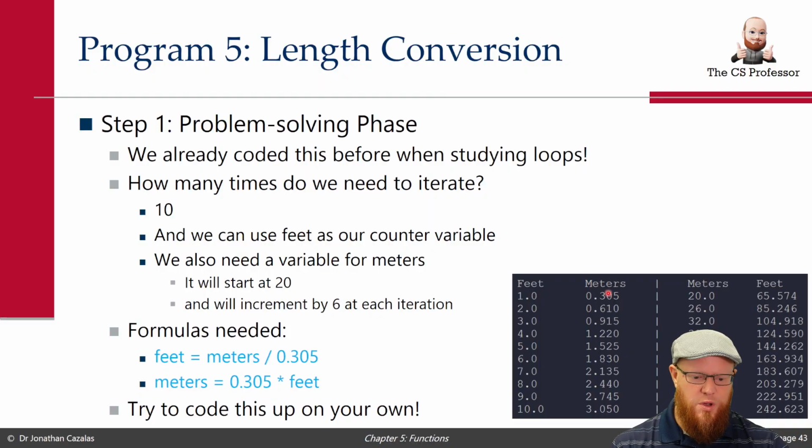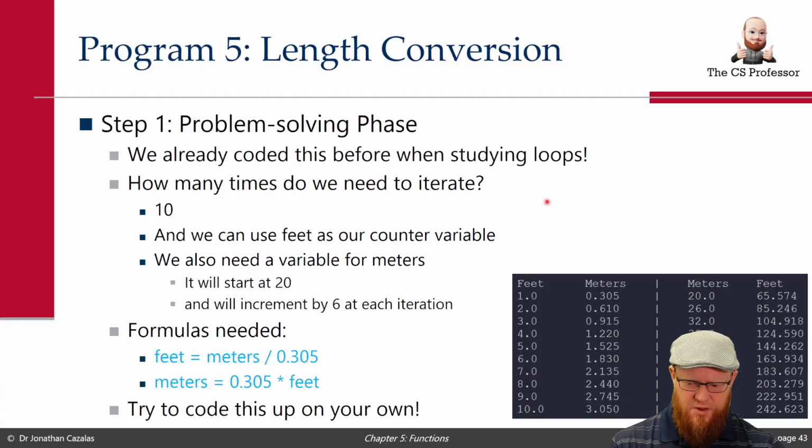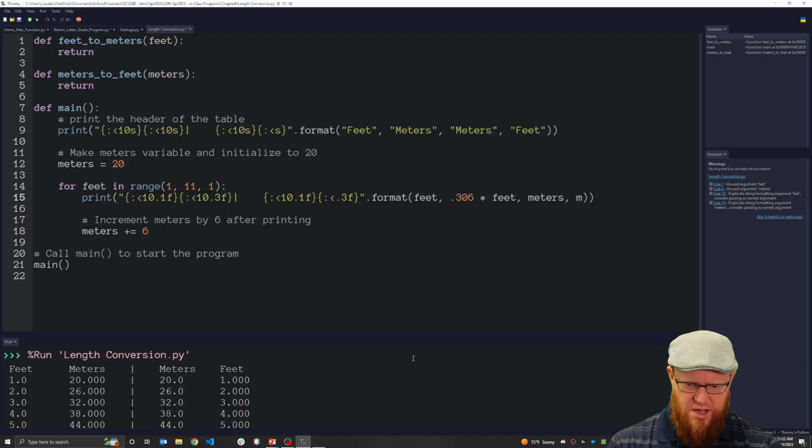But here, what do we really want to print? We want to convert the feet to meters. So if we weren't using functions, we could simply do what? We could simply use this equation, and I could put 0.305 times feet. And then right here, given a meters value, how do I get the feet? Take meters and divide it by 0.305. So I'm just merely putting the calculation.